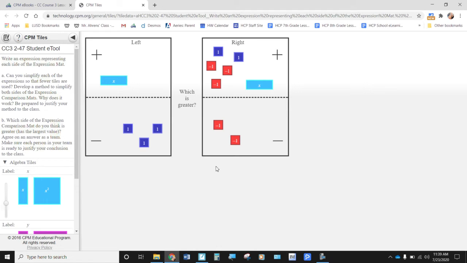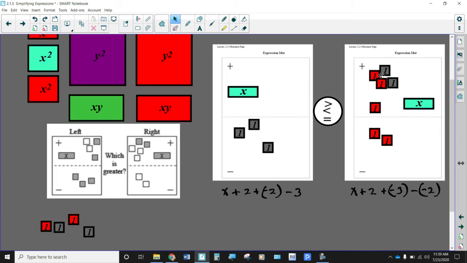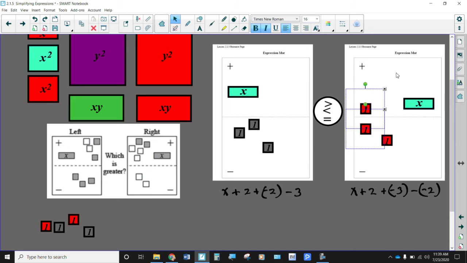Let me see if I can do a Control-Z and bring them back. No, there's no bringing them back with the Control-Z. But that was fine. That was our goal. Okay, and on the right side, do we want to remove some zeros here? Those look like 2 0 pairs that can go away. And it looks like this is a 0 pair that can go away. Because remember, they're either opposites in the same region or the same tile in opposite regions.